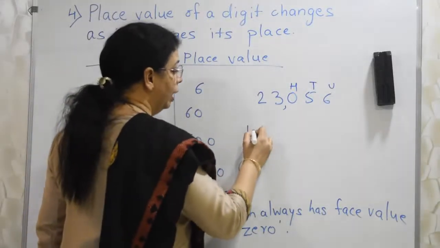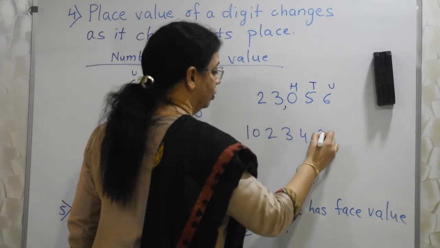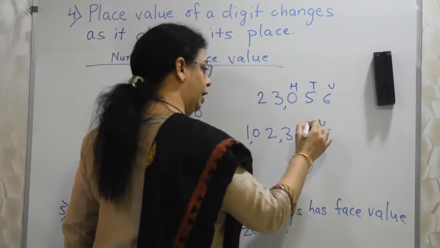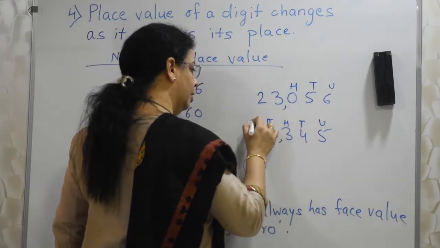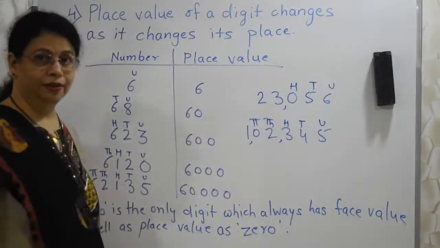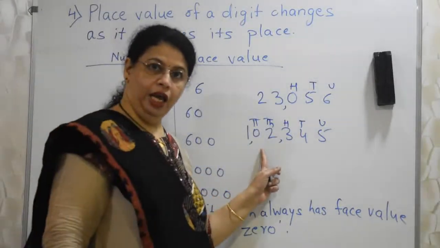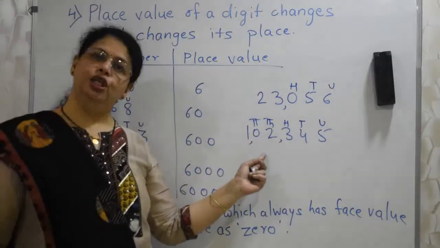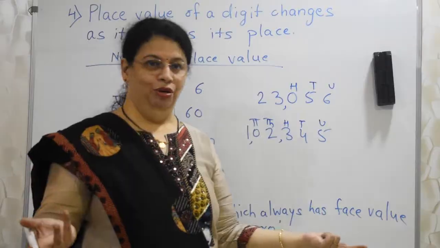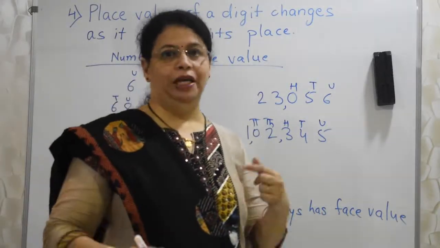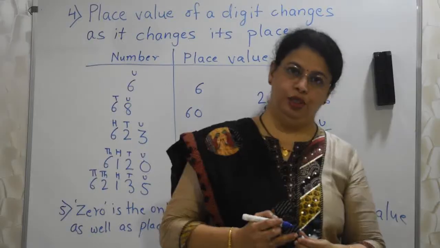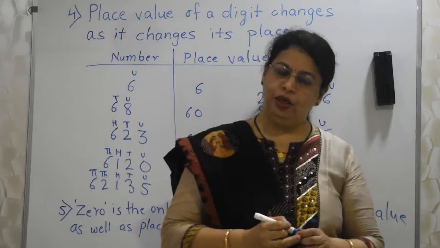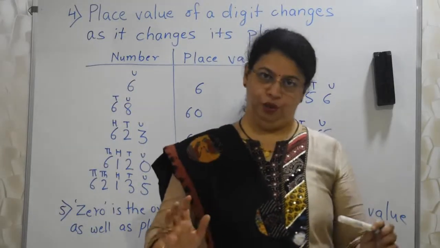Even in a big number like 1,02,345, actually speaking, the 0 is in the 10,000s place. If some other number would have been there, it would have had so many 10,000s as its place value. But this is 0. 0 is 0. So 0 always has place value 0 as well as face value 0. That is the only single digit which always has place value and face value as 0. Okay.